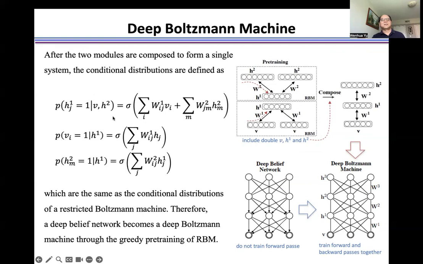And the conditional distributions over H1, V, and H2 are the same as the conditional distributions of a restricted Boltzmann machine. Therefore, a deep belief network becomes a deep Boltzmann machine through the greedy pre-training of a restricted Boltzmann machine.